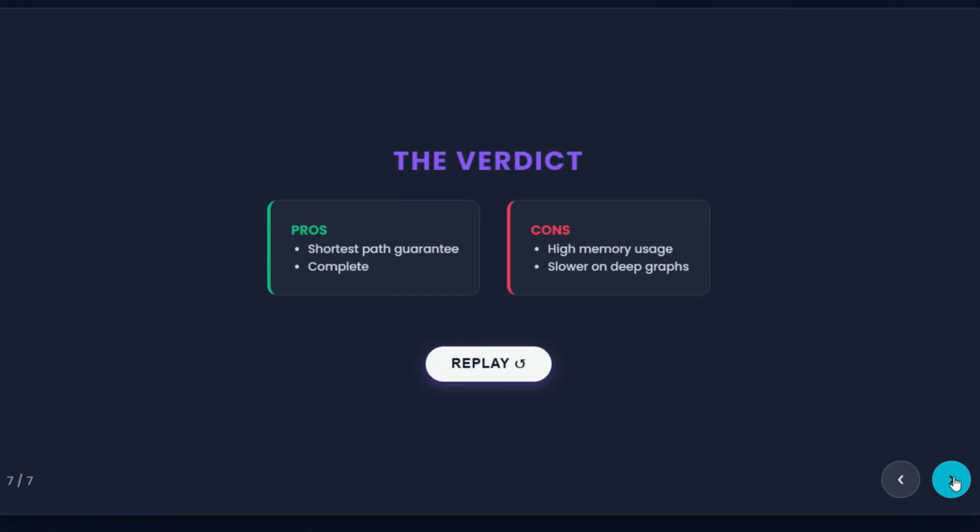So, should you use BFS? It is a systematic way to explore, and if you need the shortest path in an unweighted graph, it is the guaranteed winner. Cons. Because of that queue, it can eat up a lot of memory if your graph is huge and wide. And that is breadth first search, simply thinking like a wave.